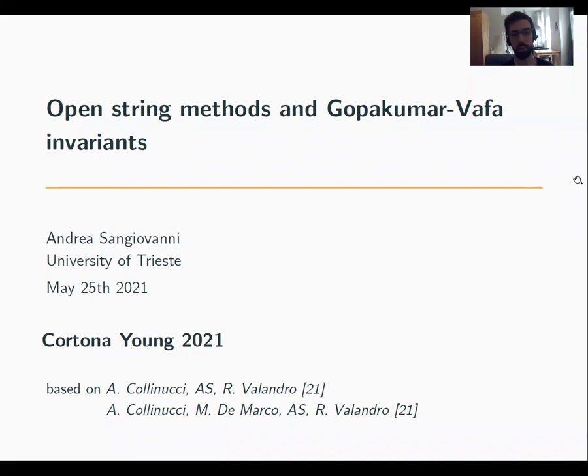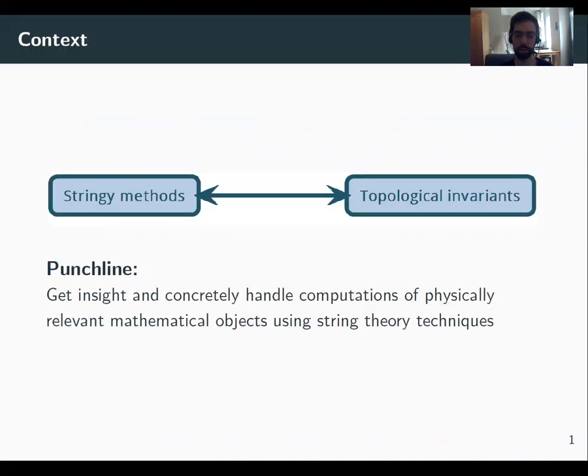I am Andrea Sangiovanni from the University of Trieste, and today I'll talk about open string methods and Gopakumar-Vafa invariants, basing myself on work in collaboration with Andrea Scolinucci, Roberto Valandro, and Mario De Marco. The overarching theme of this poster will be the close relationship between string methods and topological invariants. The punchline is that we can get inside and concretely handle computations of physically relevant mathematical objects, such as topological invariants, by using string theory techniques, thus also getting information about the physical origin of such objects.